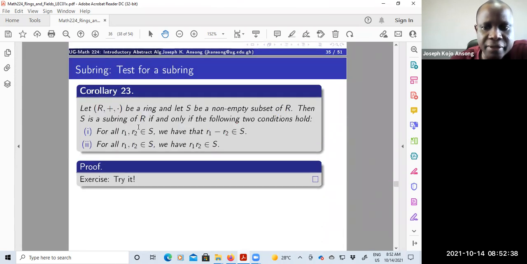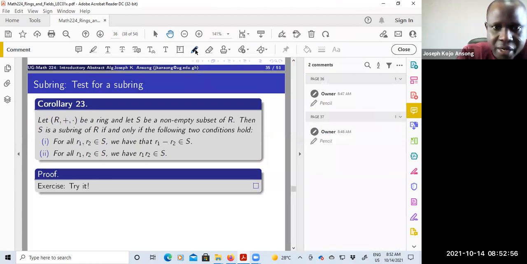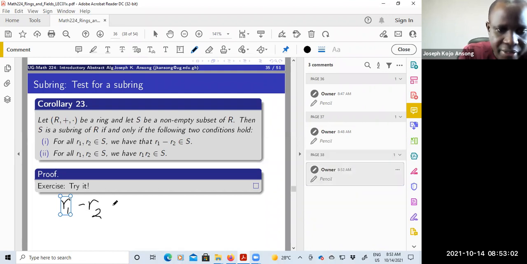First, assume that S is a subring, and then show that these conditions are satisfied, which is easy to do. Remember that under groups, R1 minus R2 is the same as R1 plus negative R2, right?